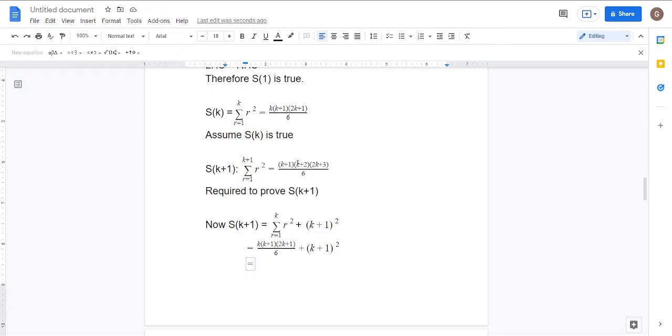k plus 1 times k plus 2 times 2k plus 3, all over 6. Right? So I'm going to look at both terms here and see what I can factor out. I can see that in the end I want a k plus 1, right? So I can factor out k plus 1 from both because I can see it in both. There's k plus 1 squared here and k plus 1 at the top here. So I can factor out k plus 1. We can do it one step at a time. So I can factor out the k plus 1.